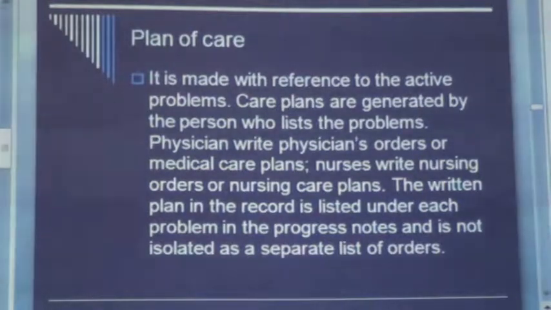Next is plan of care. It is made with reference to the active problems. Care plans are generated by the person who lists the problems. The physician writes physician's orders or medical care plans; the nurse writes nurse's assessment, nursing orders, and nursing care plans. The written plan in the record is listed under each problem in the progress notes and is not isolated in a separate list of orders.